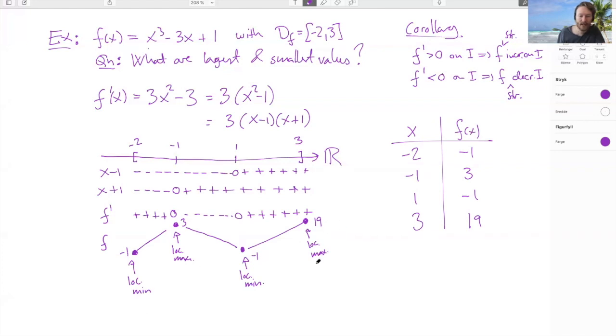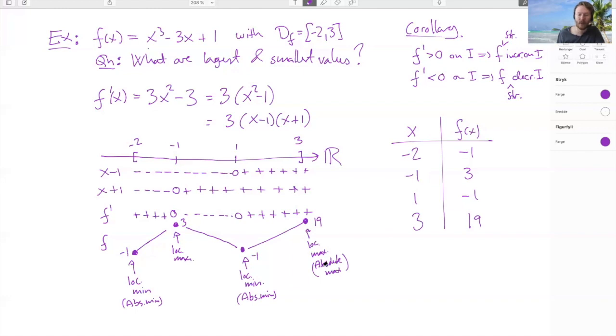So I see that this is the absolutely largest value I take. So we call it an absolute max. So this is a local maximum, and that's also an absolute maximum. This is a local maximum, that's not an absolute maximum. This one here, we have minus 1 at both these points. So this is a local minimum, and that's also an absolute minimum. This local minimum here is also an absolute minimum. Okay, so you can have more than one absolute minimum point, but you have only one absolute minimum value.